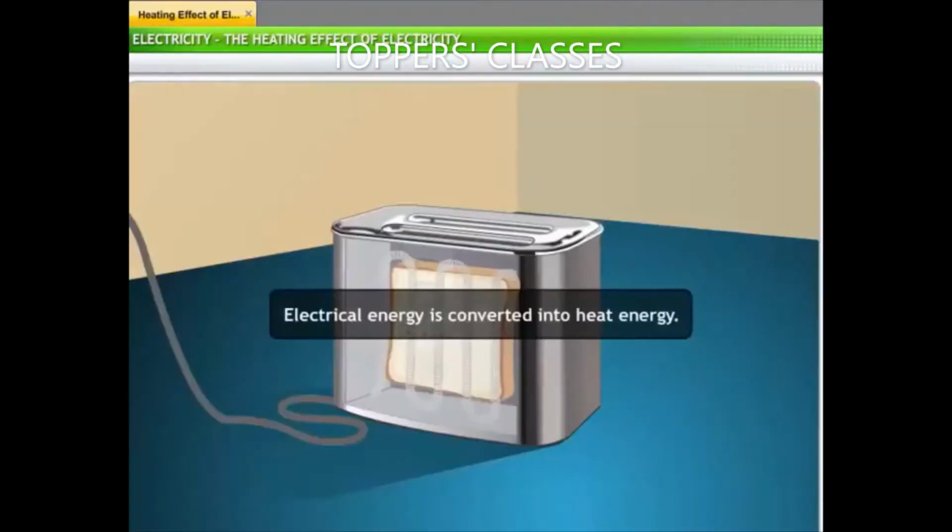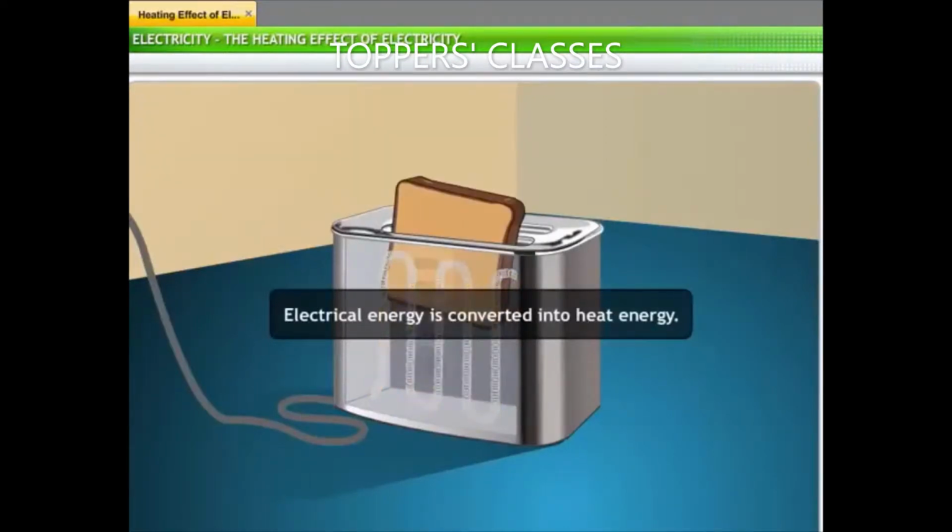Electric appliances convert electricity into heat energy, providing you energy in a form that you can use. In this lesson, you will learn how electrical energy transforms into heat energy.